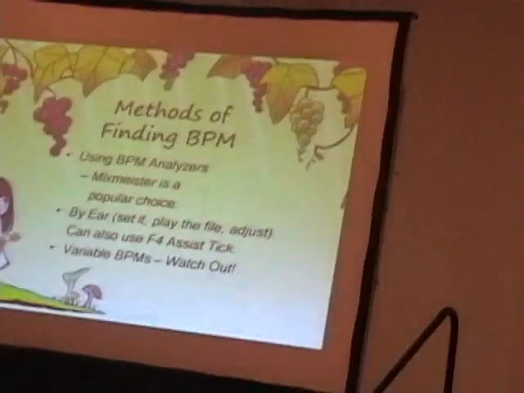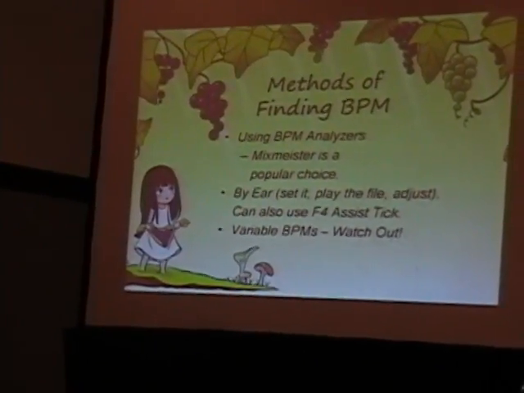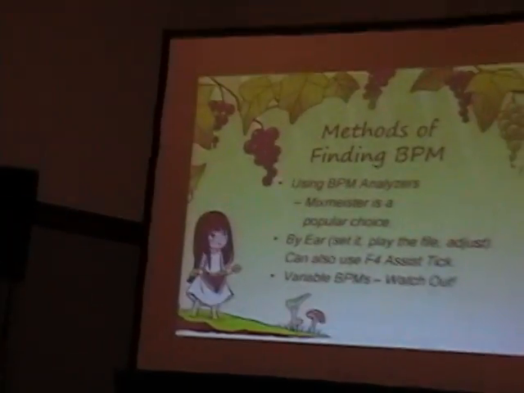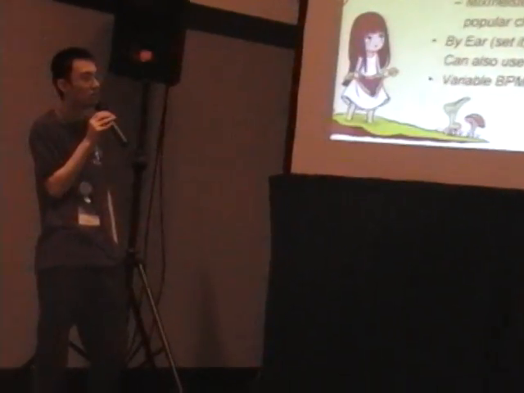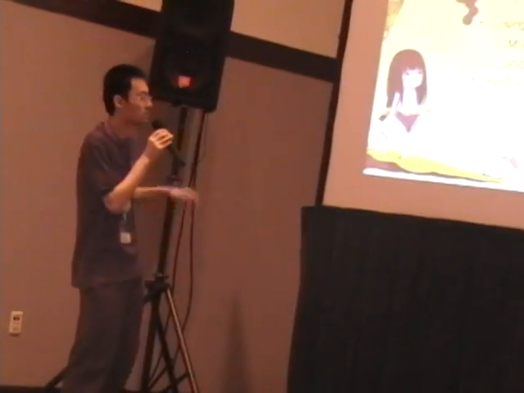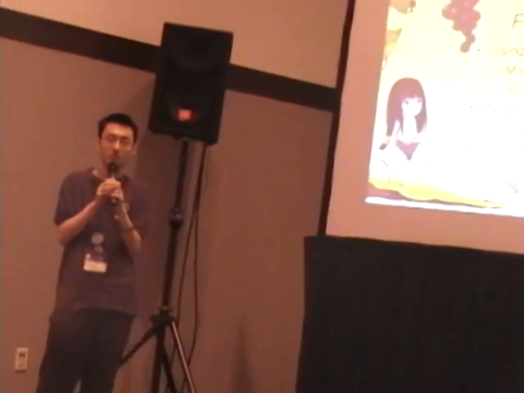Mixmeister is very easy to use. You just drag and click the song into Mixmeister, and it pops out BPM. I don't use it too much, but I don't think Mixmeister deals with variable BPMs too much, does it? Does anybody know? Yeah, it's not going to do very well. There are lots of songs that have variable BPM, so in the middle of the song it'll switch to a slightly higher or slightly lower one. Sometimes it's more noticeable. Sometimes it's very annoying to notice. You'll just notice when you're playing the file and you realize that your notes are going off sync.